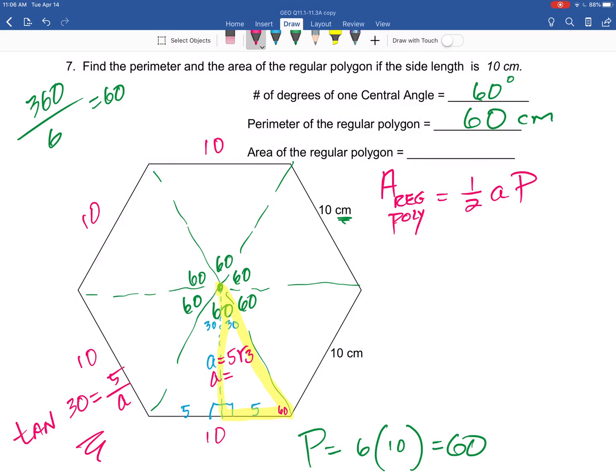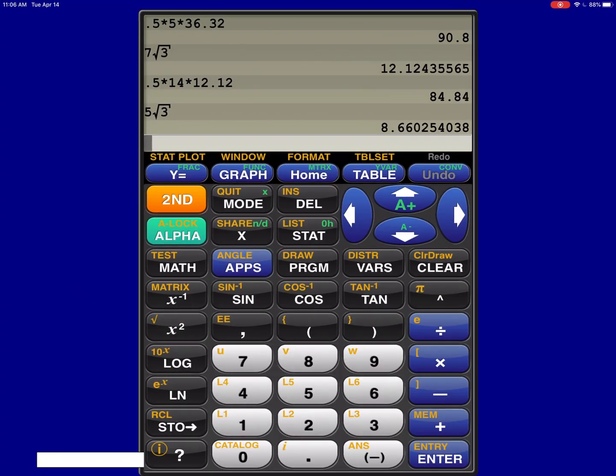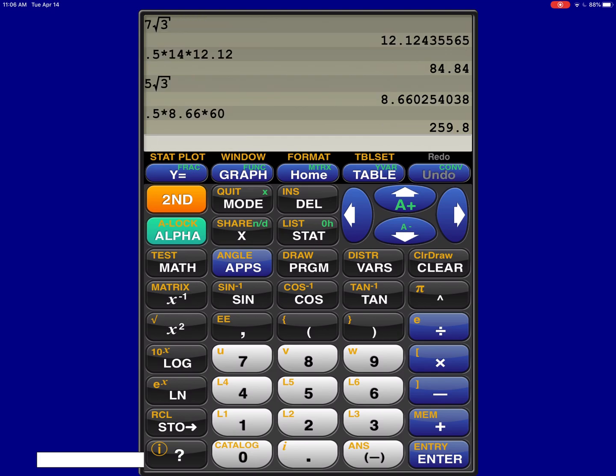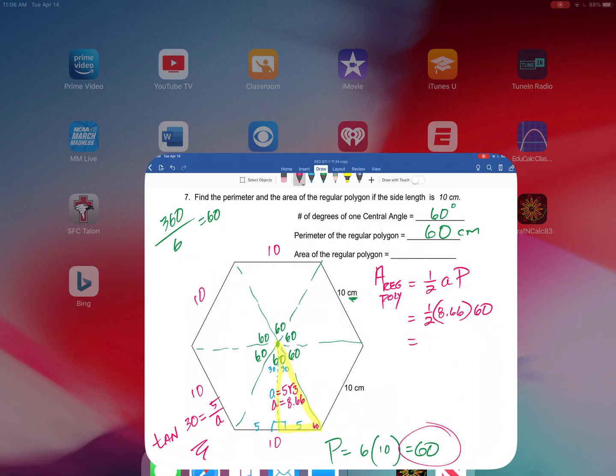Let's plug everything in. We got it. 1/2, the apothem, 8.66. The perimeter, 60. There it is. 1/2 times the apothem times the perimeter. Let's do it. 1/2, the apothem, 8.66, the perimeter, 60. Nice. 259.8.